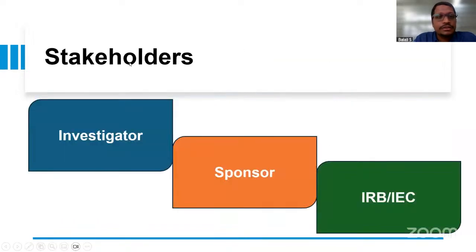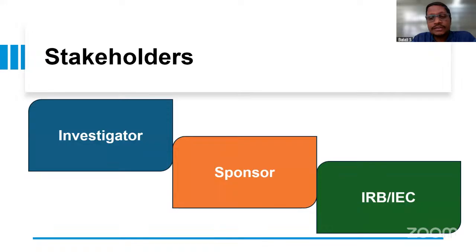So the stakeholders involved in the reporting of safety in clinical trials are, first, investigators. As their ethical and scientific responsibility, investigators are a part of it. Then the sponsor, who would know complete information about the chemical moiety that has been given to the patient. They would also be involved.